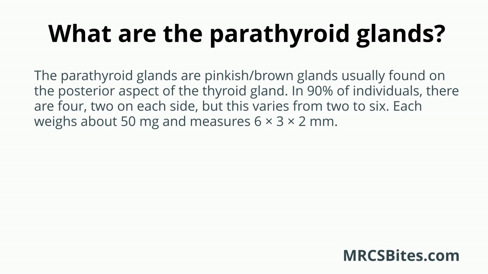What are the parathyroid glands? The parathyroid glands are pinkish, brown glands, usually found on the posterior aspect of the thyroid gland. In 90% of individuals, there are 2 on each side, but this varies from 2 to 6. Each weighs about 50 milligrams and measures 6 by 3 by 2 millimeters.